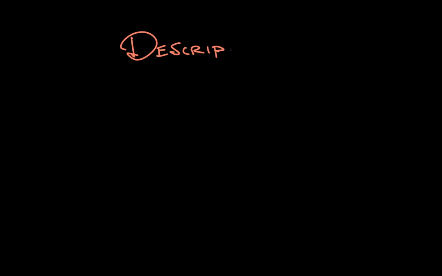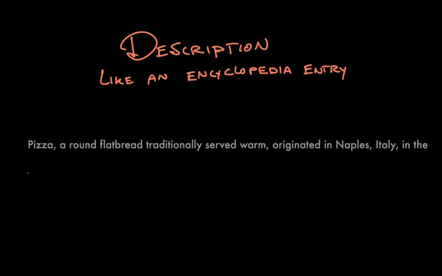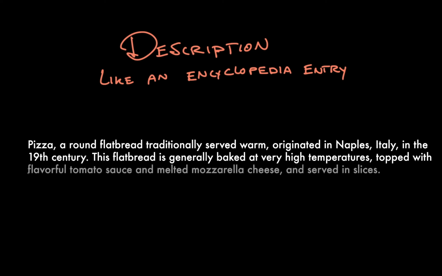Finally, description. This is sort of like an encyclopedia entry that explains basic information about a topic. Like an explainer piece about what pizza is. I'm going to read this as though I have never heard of pizza before. Pizza, a round flatbread traditionally served warm, originated in Naples, Italy in the 19th century. This flatbread is generally baked at very high temperatures, topped with flavorful tomato sauce and melted mozzarella cheese, and served in slices.